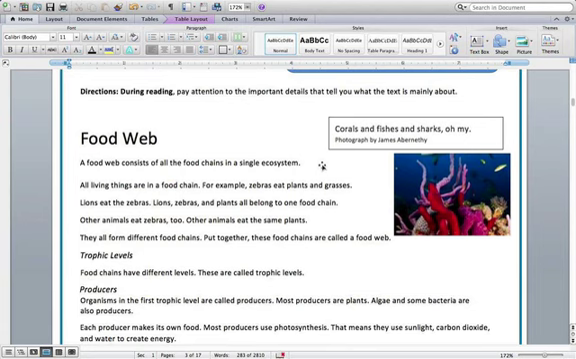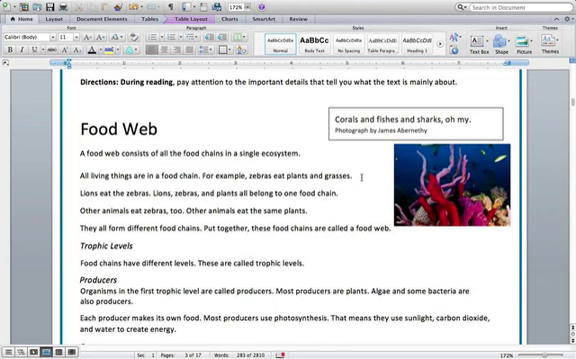The first text is called Food Web. Directions. During reading, pay attention to the important details that tell you what the text is mainly about. As I'm reading this text, Food Web, I would also like for you to make sure you are reading along either out loud or inside your head. That way you can develop your own reading habits and improve your reading as well. Okay? So here we go.